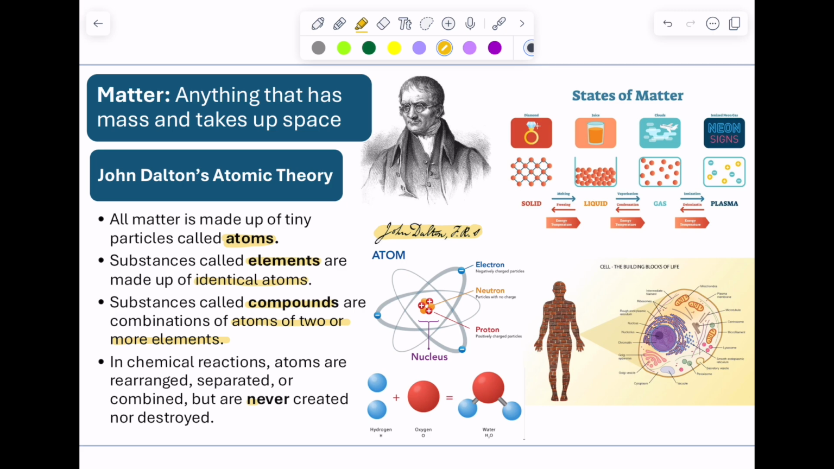This means that in any chemical reaction, the atoms you start with are the same atoms you end with. They've just been rearranged. For example, in this picture, you can see two hydrogen atoms combining with one oxygen atom to form H2O. None of the atoms disappear or magically appear. They simply reorganize to make something new.